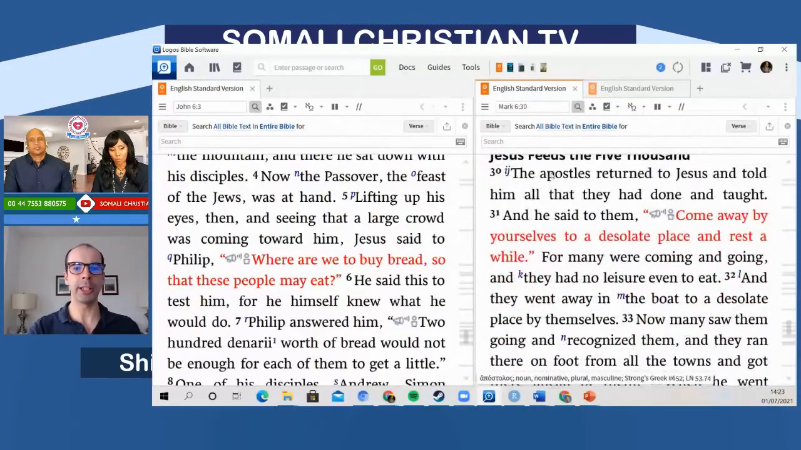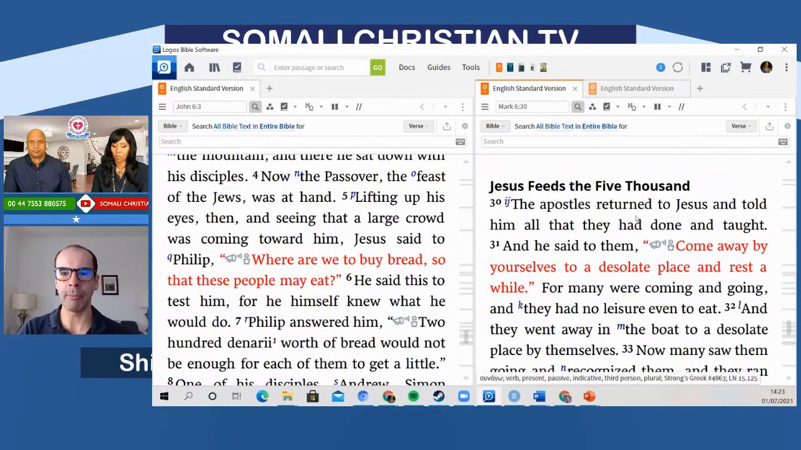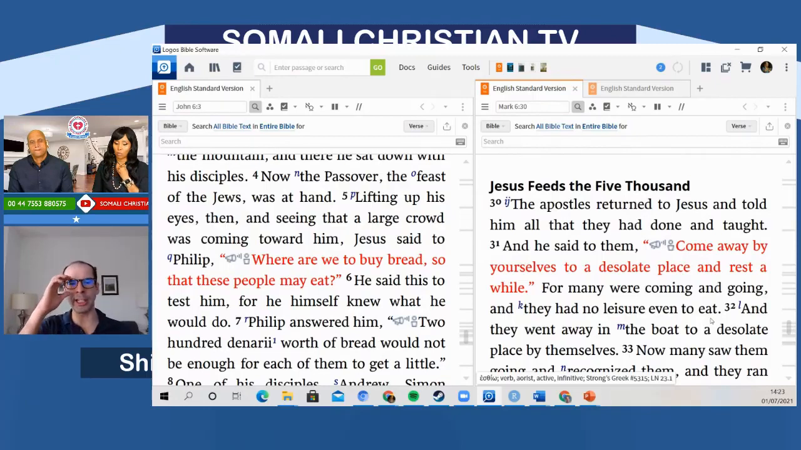So Mark chapter 6. So the apostles returned to Jesus and told him all that they had done and taught. And he said to them, come away by yourselves to a desolate place and rest a while, for many were coming and going, and they had no leisure even to eat. So here we get a sense of the hustle and bustle of the region, that it's so busy, there's people coming and going, they can't find leisure to eat because it's just so busy.